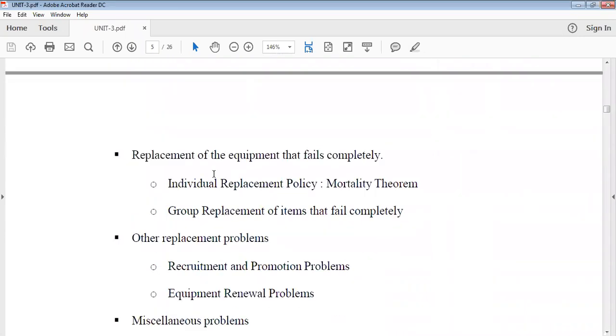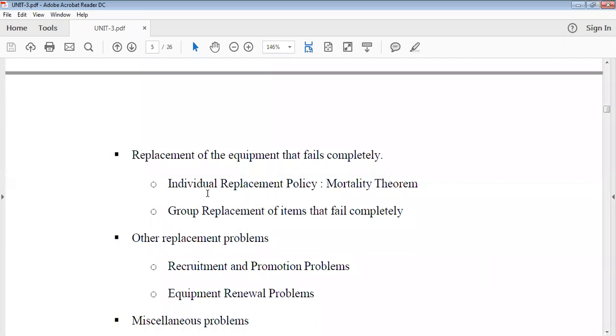Next, replacement of equipment that fails completely. If equipment completely fails, automatically you have to replace it. There is no alternative. So, that is the individual replacement policy, which is going to be called the mortality theorem. Next, group replacement of items that fail completely. An example of group replacement is the bulbs. Replacement of the bulbs comes under the group replacement policy.